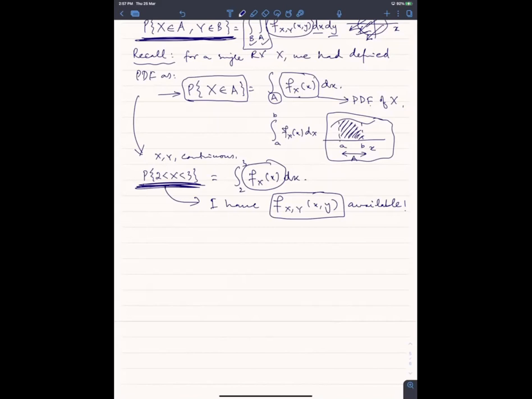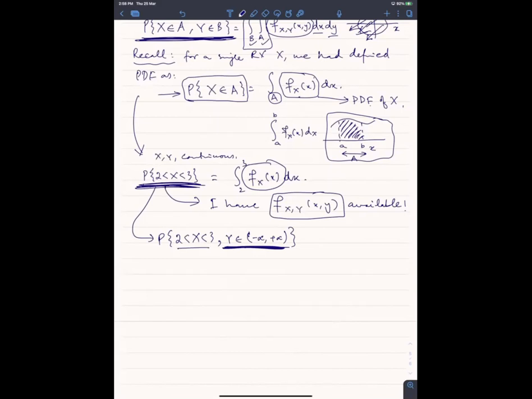So let's take a look at that. How are we doing that? Basically, the probability x between 2 and 3 can be written as, this is equivalent to, y belongs to minus infinity to plus infinity. I know that the probability of this event is 1. This is an event which is certain to occur. So if I do an AND with it, it doesn't change anything.